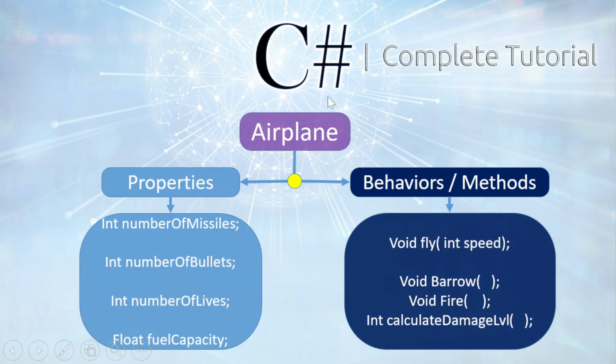So you would have an airplane, let's say F-16, that would have one engine versus the F-35 that would have two engines. For the properties, as you see here, you have number of missiles, number of bullets, number of lives, fuel capacity. These are the properties, or the variables. For the behaviors, you would have functions such as fly, barrel roll, meaning the plane turns around its own axis during flight, fire, whether rockets or bullets, and calculate damage, to return how much damage it has taken so far and how much it can still survive the fight.